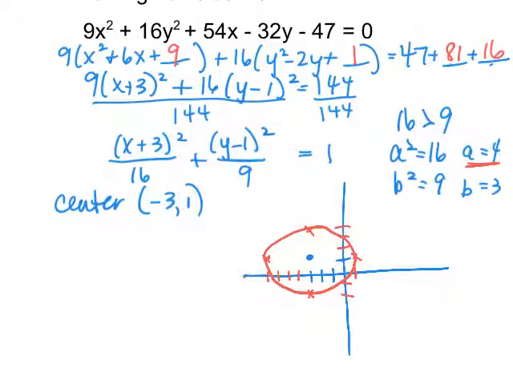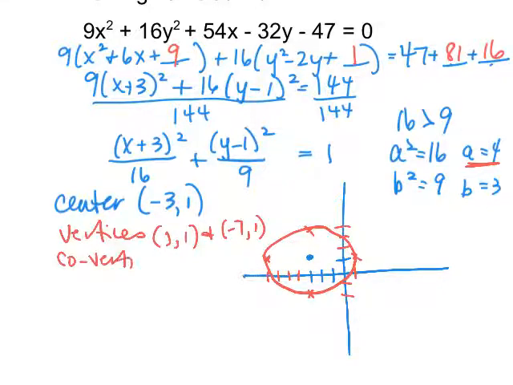Now, I do want to also identify these ordered pairs. Sometimes you write them down. So the vertices are at 1, 1, and what is that? -3 plus 4, -7, 1. The co-vertices are the minor axis vertices, so those are at -3, up 3 and -3, down 3, 3 away from the center.